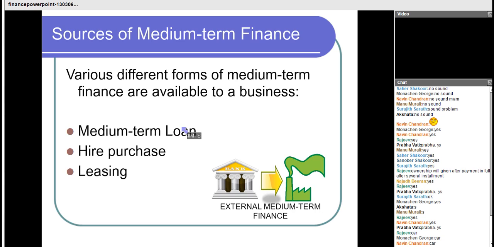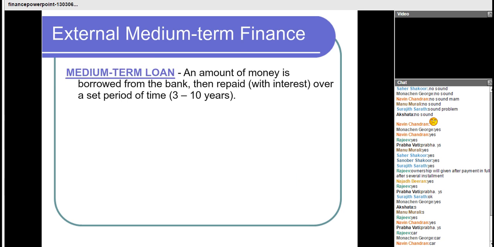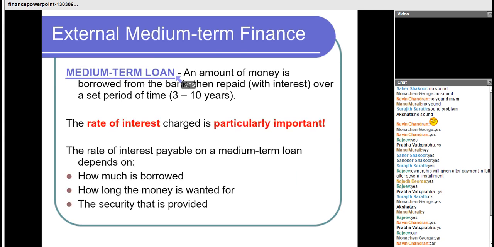You can just go ahead. What are the various sources? First is the medium term loan, the hire purchase agreement, and then the lease agreement. Now let's go ahead with this one.